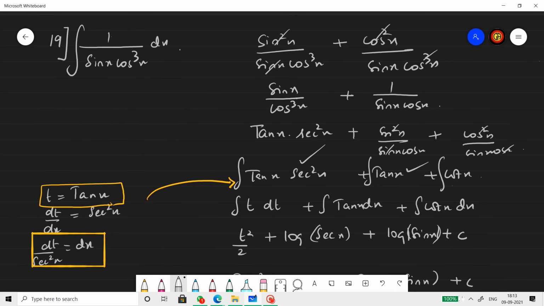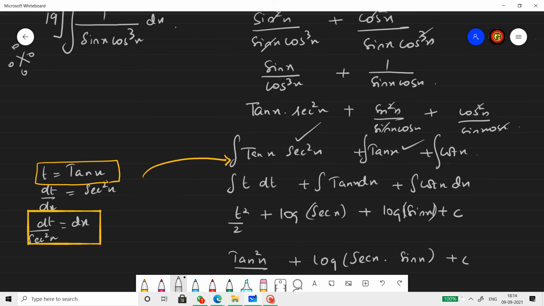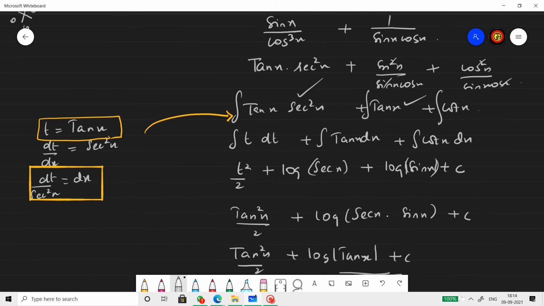19th question. This one is an important question, so put a star mark to this. Highlight this question. It is 1 by sine x into cos cube x. Let us consider 1 as sine square x plus cos square x and then distribute the denominator. You will find some of the terms getting cancelled. After the cancellation, we get sine x by cos cube x and 1 by sine x cos x.